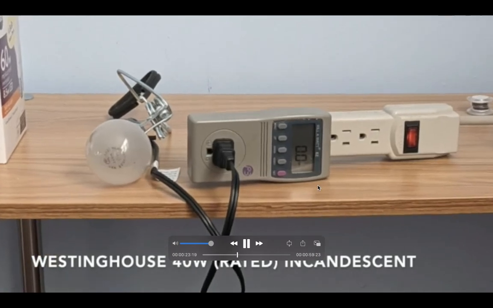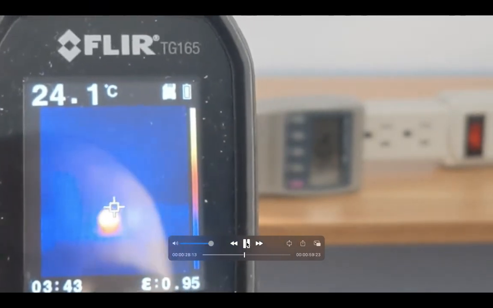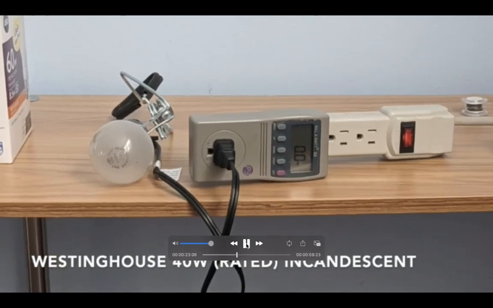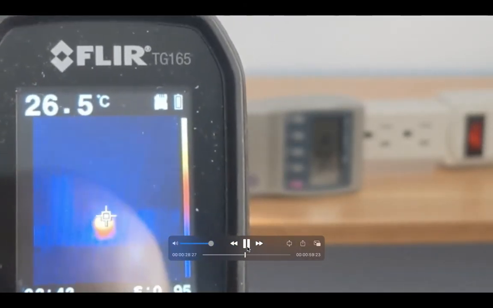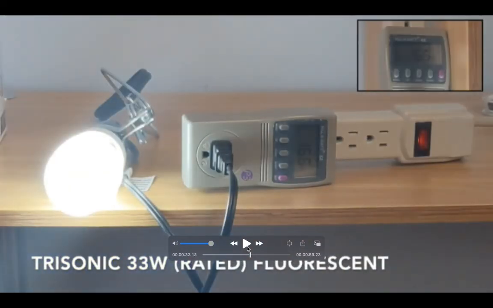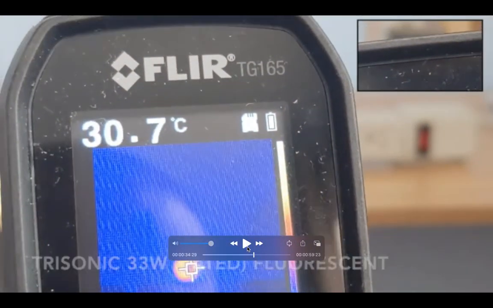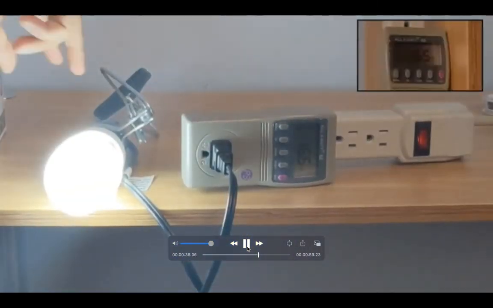This right here is a 40 watt bulb. And you can see the energy usage was a little bit more than 40 watts, 43 watts. Temperature about 56, 60 degrees. This is a fluorescent bulb. It's rated at 33 watts. Right now it's using energy at a rate of about 16 watts. Temperature roughly 30 to 40 degrees.